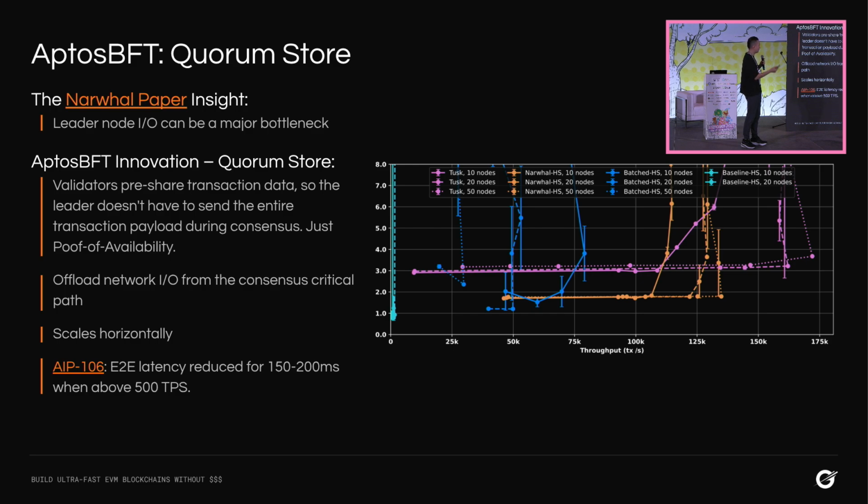What Aptos does is introduce a very simple and elegant mechanism called a quorum store, meaning that validators pre-share transactions into batches, and validators form a quorum store, proving that they have already stored all these transactions. So when the leader proposes a block, they only need to propose the proof of availability of those batches. Then upon execution, validators can always fetch transactions from other validators.